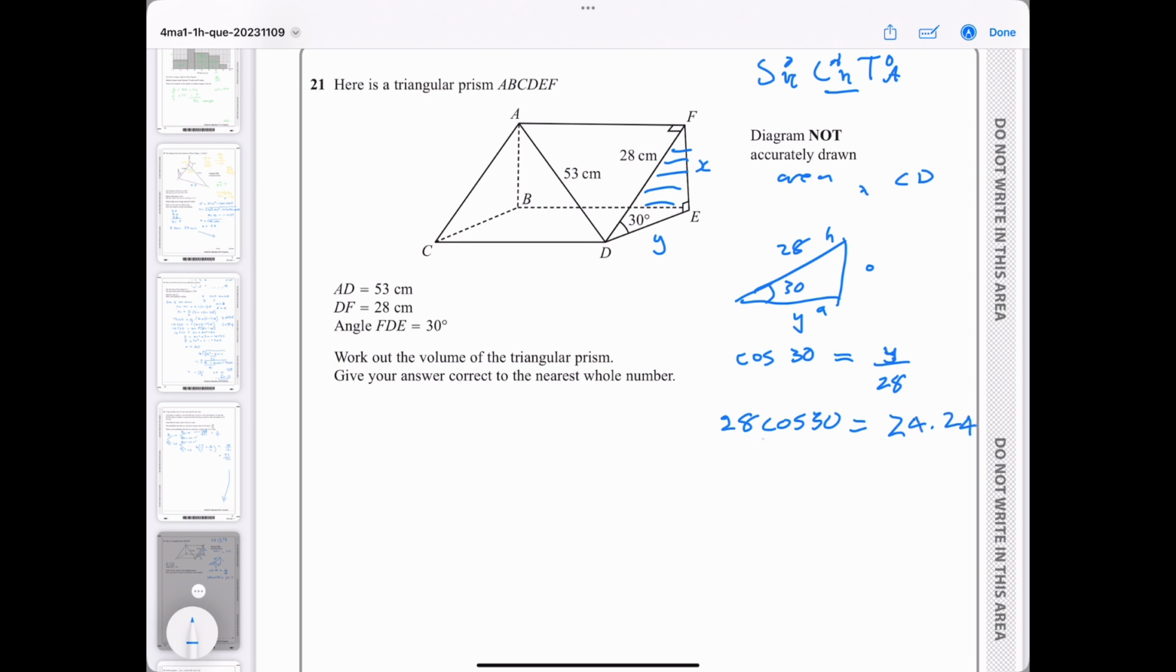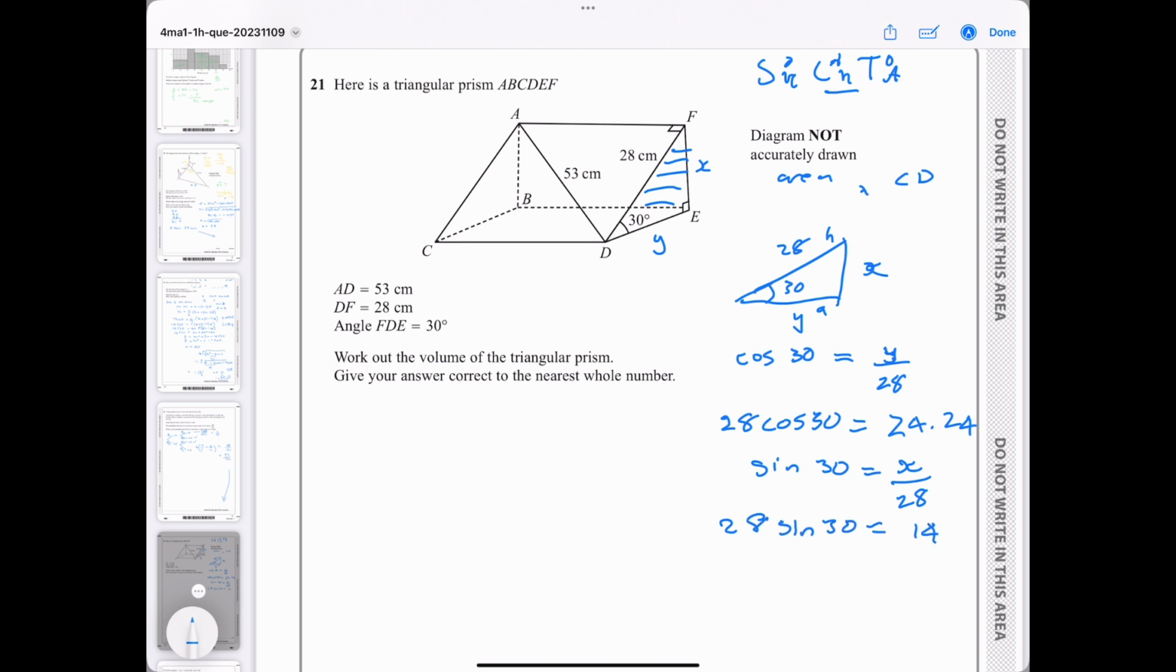And then we need to find x, so we'll use sine of 30 equals x over 28. So x equals 28 sine 30, which I presume is 14, yeah. So 28 sine 30 equals 14.